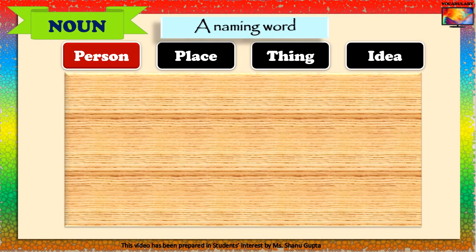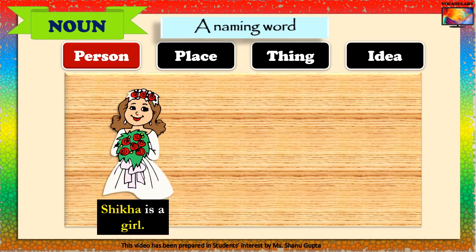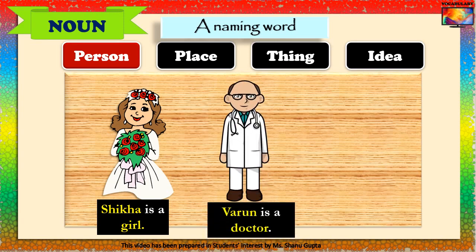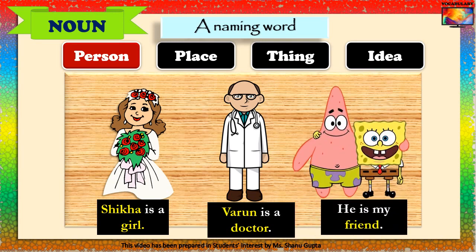For instance, the words Shikha and girl are nouns. So are the words Varun and doctor. While it's easy to understand that Shikha and Varun are the names of particular people, even the words doctor and friend are names. The word doctor is a general name given to a person who practices a particular profession, and friend is a general name given to a person with whom you bond well. So, important thing, they are naming words and hence are nouns.